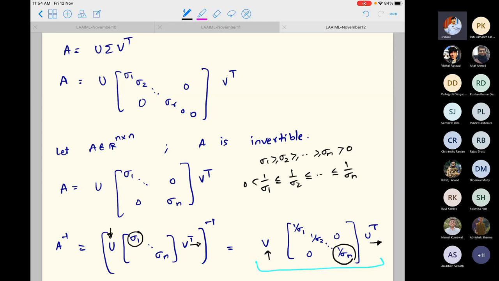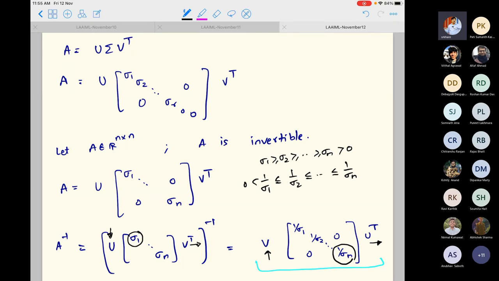The role of right and left singular vectors also changes. So here you have U and V transpose, here you have V and U transpose, right? So the roles of right and left singular vectors have also changed, and the ordering of the singular values is exactly the opposite by taking A inverse. But that's all. This is all you have.